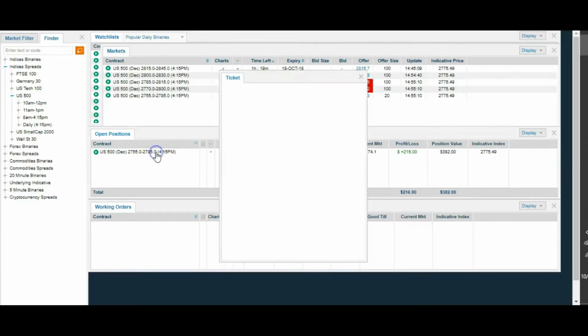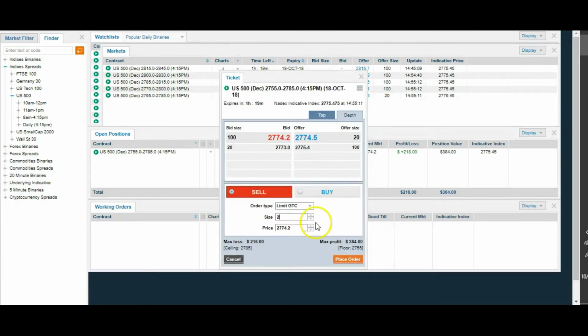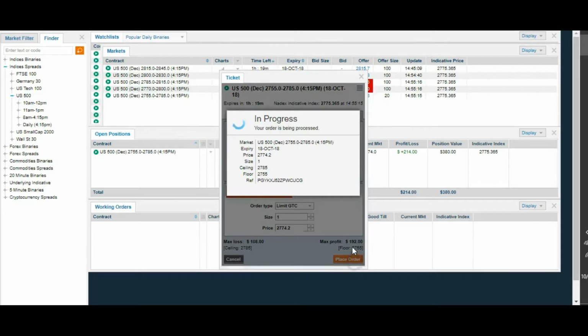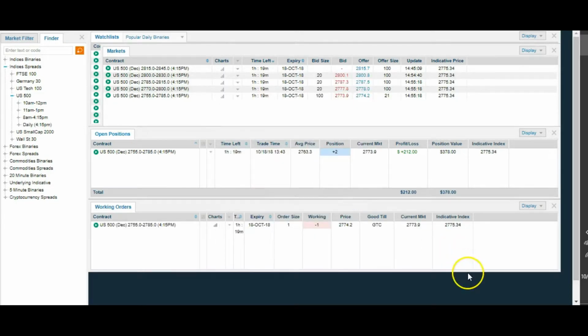Alrighty, so we're close enough. We're going to go ahead and take one of these off the table. See if we can get this filled. Get one of those taken off. Getting back up there.